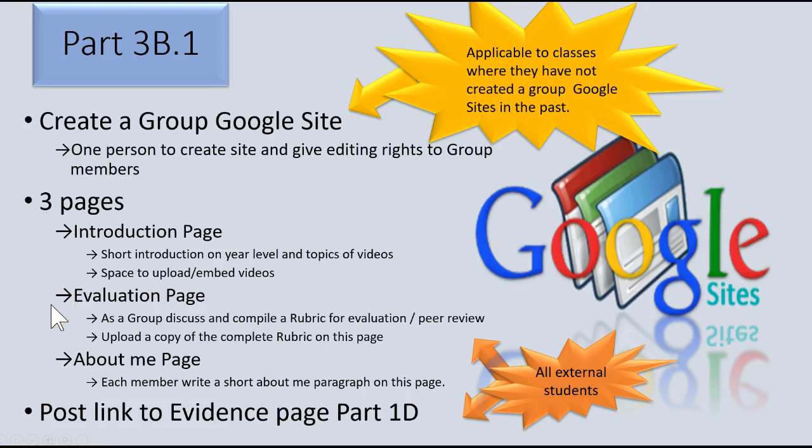The next page will be an evaluation page, and as a group you will discuss and compile a rubric for evaluation, which you are then going to use in your peer reviews. You need to upload a copy of this compiled rubric on this page. And lastly, an About Me page where each member will write a short paragraph about themselves, their studies, and so forth.